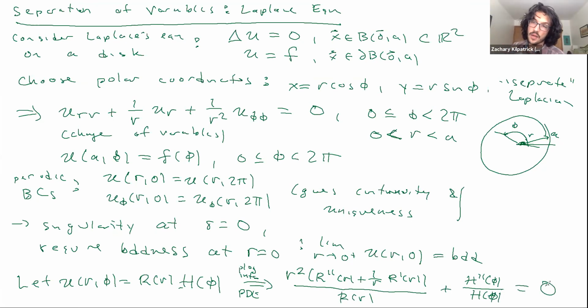Okay. So then what are we going to do? We're going to move the h terms over to the other side. We'll say there's r terms on the left-hand side. There's phi terms on the right-hand side. Both have to be constant. We'll call that constant lambda. And then we'll have a pair of differential equations, and one will give us a nice boundary value problem. Okay. All right. So I'll write that down on the next slide. If I can move on.